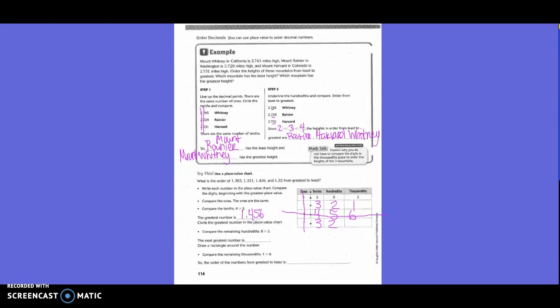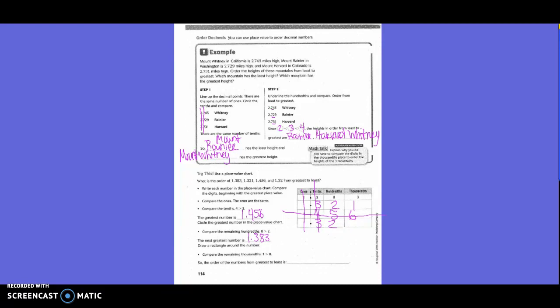Okay. Now it says compare the remaining hundredths. So now we get rid of the 3's, right? Because they're all the same. So now we're looking at hundredths. We have an 8, a 2, and a 2. So is 8 greater than those? Yeah. So our next greatest number is 1 and 383 thousandths. Okay.